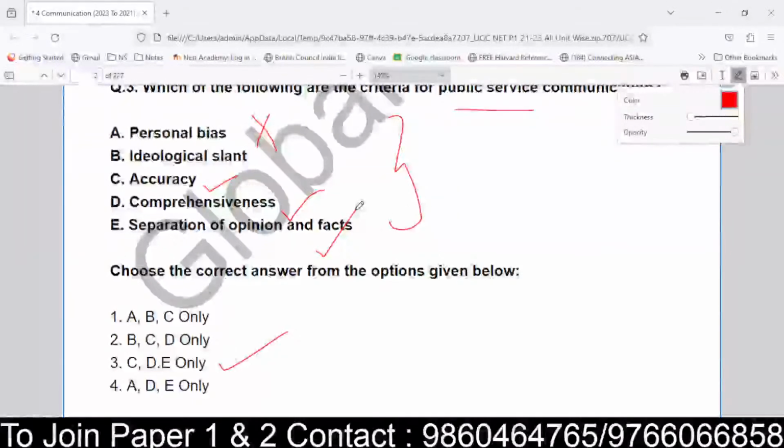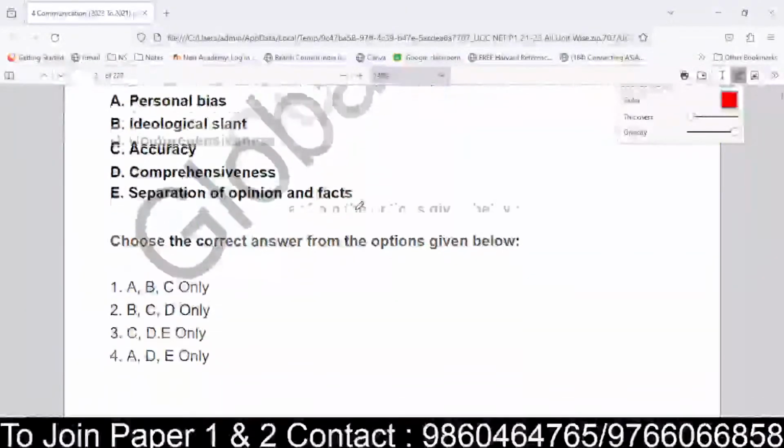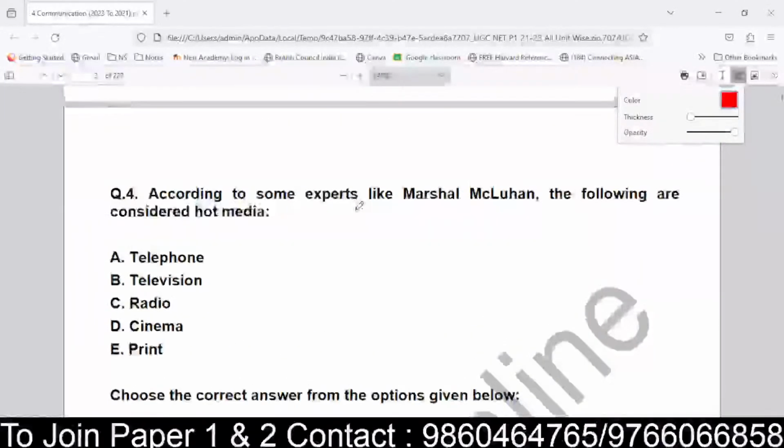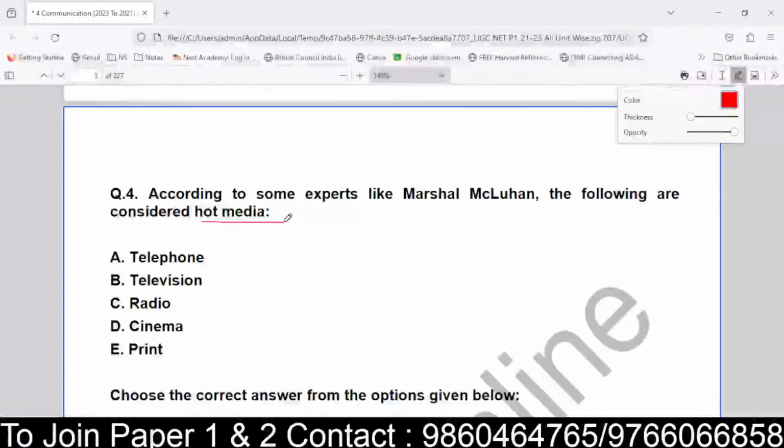Is it clear? Okay, coming to question number 4, everyone. Let's see what question number 4 is all about. According to experts like McLuhan, the following are considered as hot media. They have given us some examples, and from the following, certain ones are considered as hot media. Now what exactly does hot media indicate? Instead of me giving you a hint, you have to select from the given options. There is something called cool media and hot media. I'll tell you both of them.